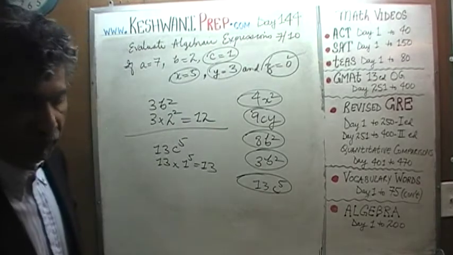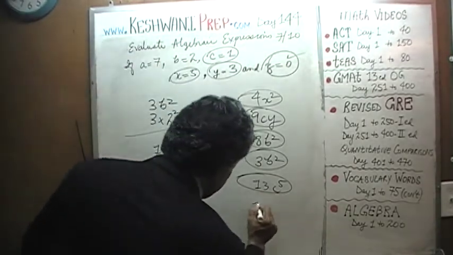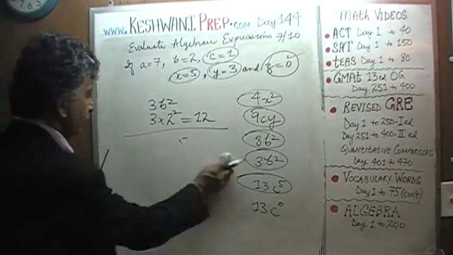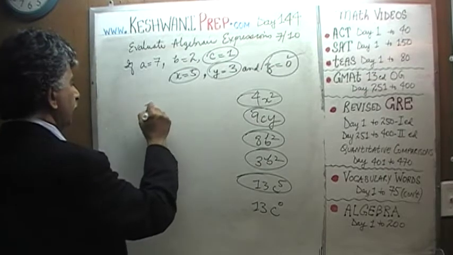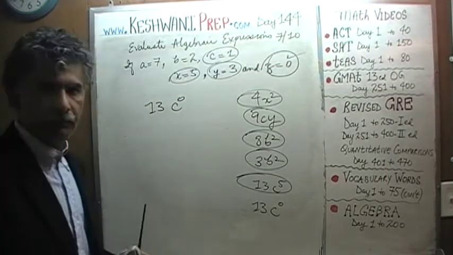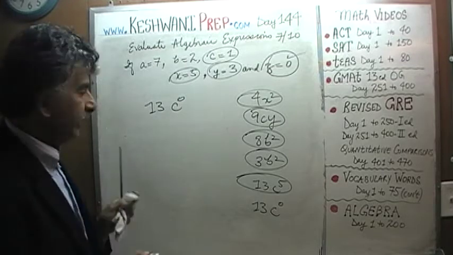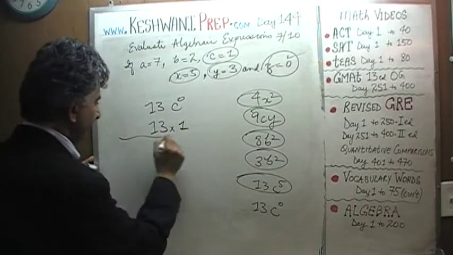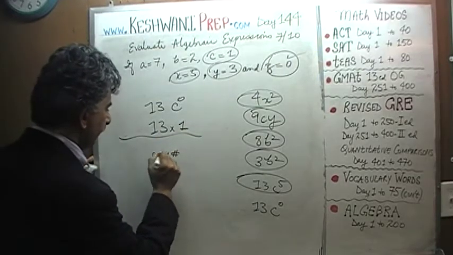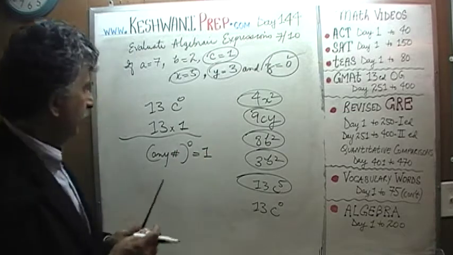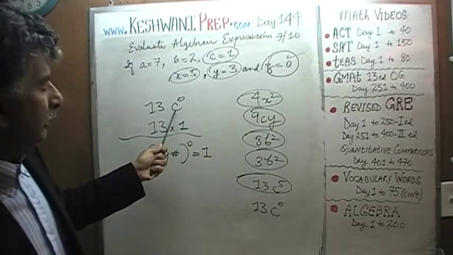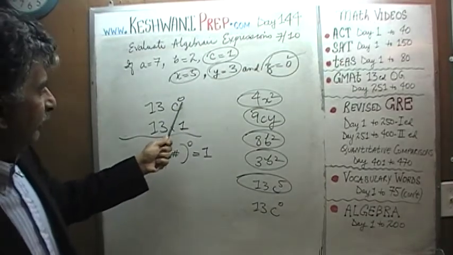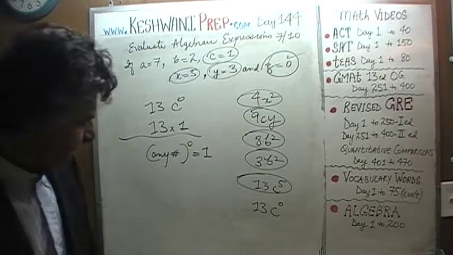Let's do one more. One last one, a bonus one. How about 13 times c raised to 0. Well, it could be c or it could be any number. Any number raised to 0 is 1. Any number raised to 0 equals 1. So we don't even have to worry about what c is equal to. We don't have to look here. It doesn't matter what c is. Any number raised to 0 is 1. It's 13 times 1, which is 13, of course.